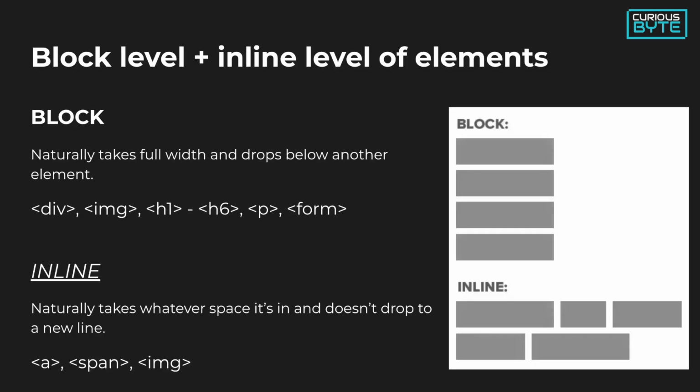Now there are two types of HTML elements: block level and inline level elements. A block level element takes up the entire line of space, pushes below the content above, and creates what we call in HTML a block element. Examples of that are a div element, an image element, the header elements h1 to h6, paragraph, form, etc. Those are primitive block elements.